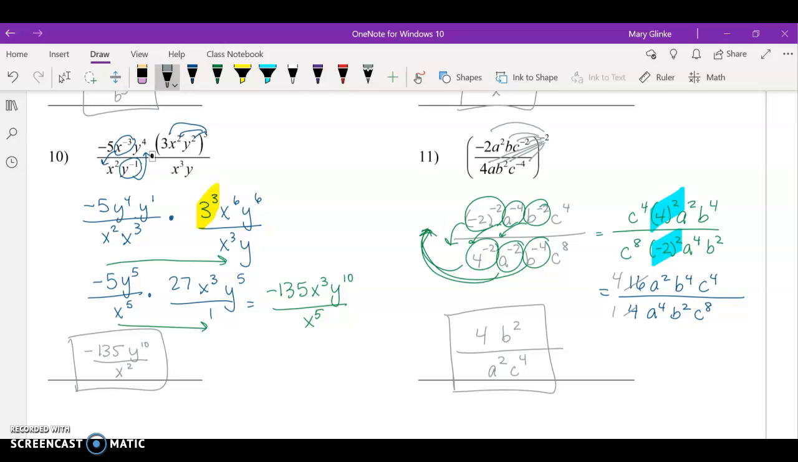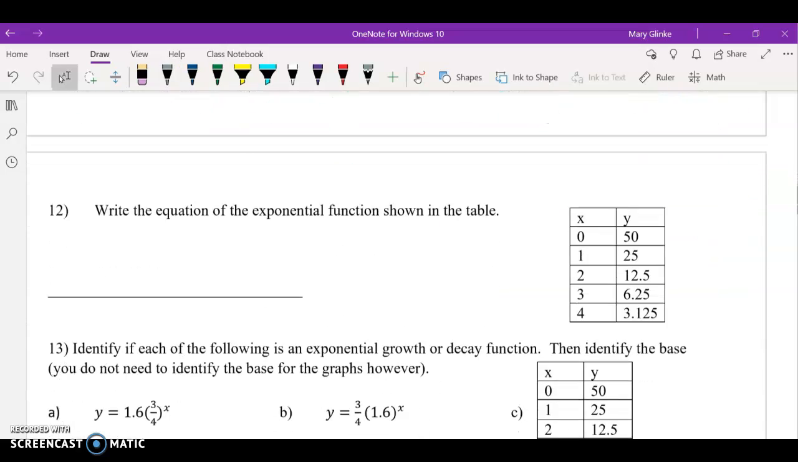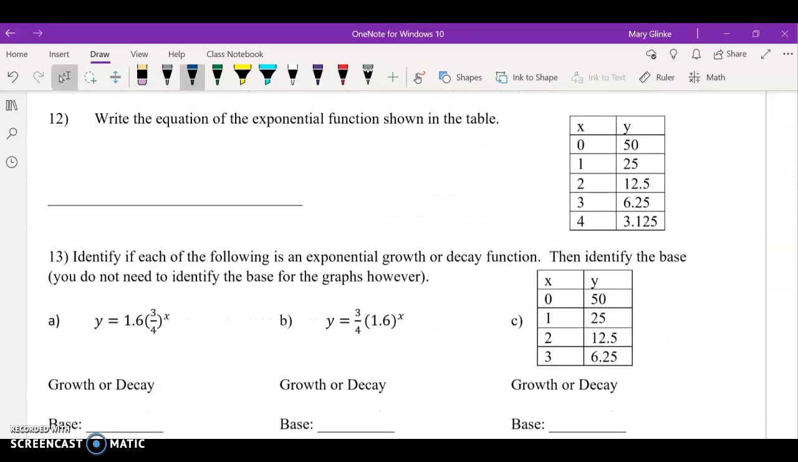So hopefully that helped with all of your different exponent rules. We're going to now move on to the other portions here. So writing the exponential equation. It's going to be y equals a times b to the x. B is your base. That's what you're multiplying by to get from one to the next. And a is your initial value.